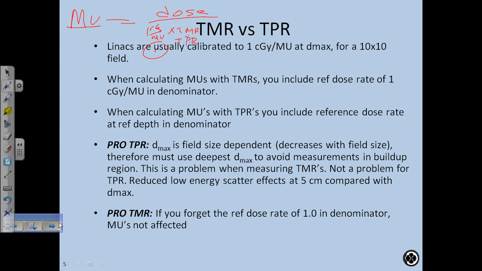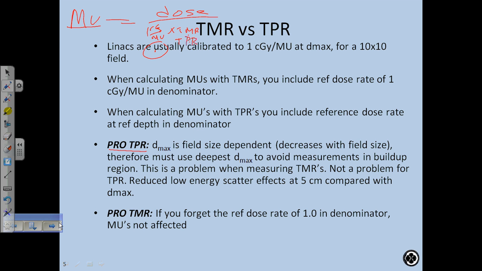All right, so when calculating monitor units with TPR, you include the reference dose rate. So here's an advantage of TPR. Dmax is field size dependent. Remember when we talked about how field size affects the depth of dose maximum? We know how energy affects it, but field size also affects it. As your field size gets bigger, what happens to Dmax?